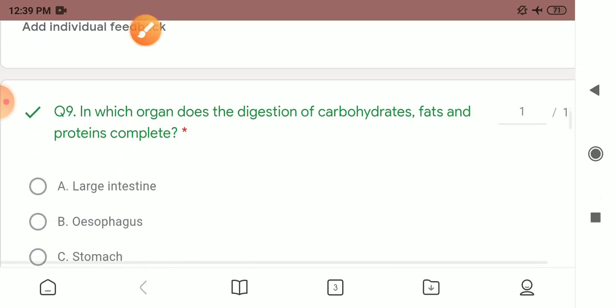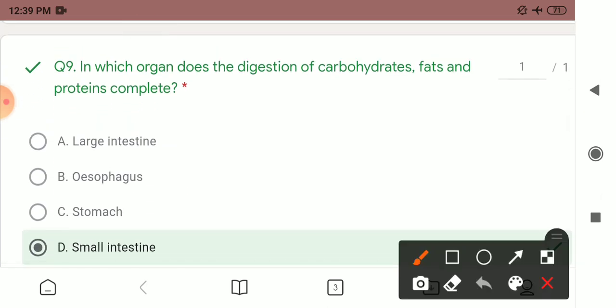Next, 9th number. In which organ does the digestion of carbohydrates, fats and proteins complete? The options are large intestine, esophagus, stomach or small intestine. So here your answer is option D, that is small intestine. The digestion of carbohydrates, fats and proteins complete in the small intestine.